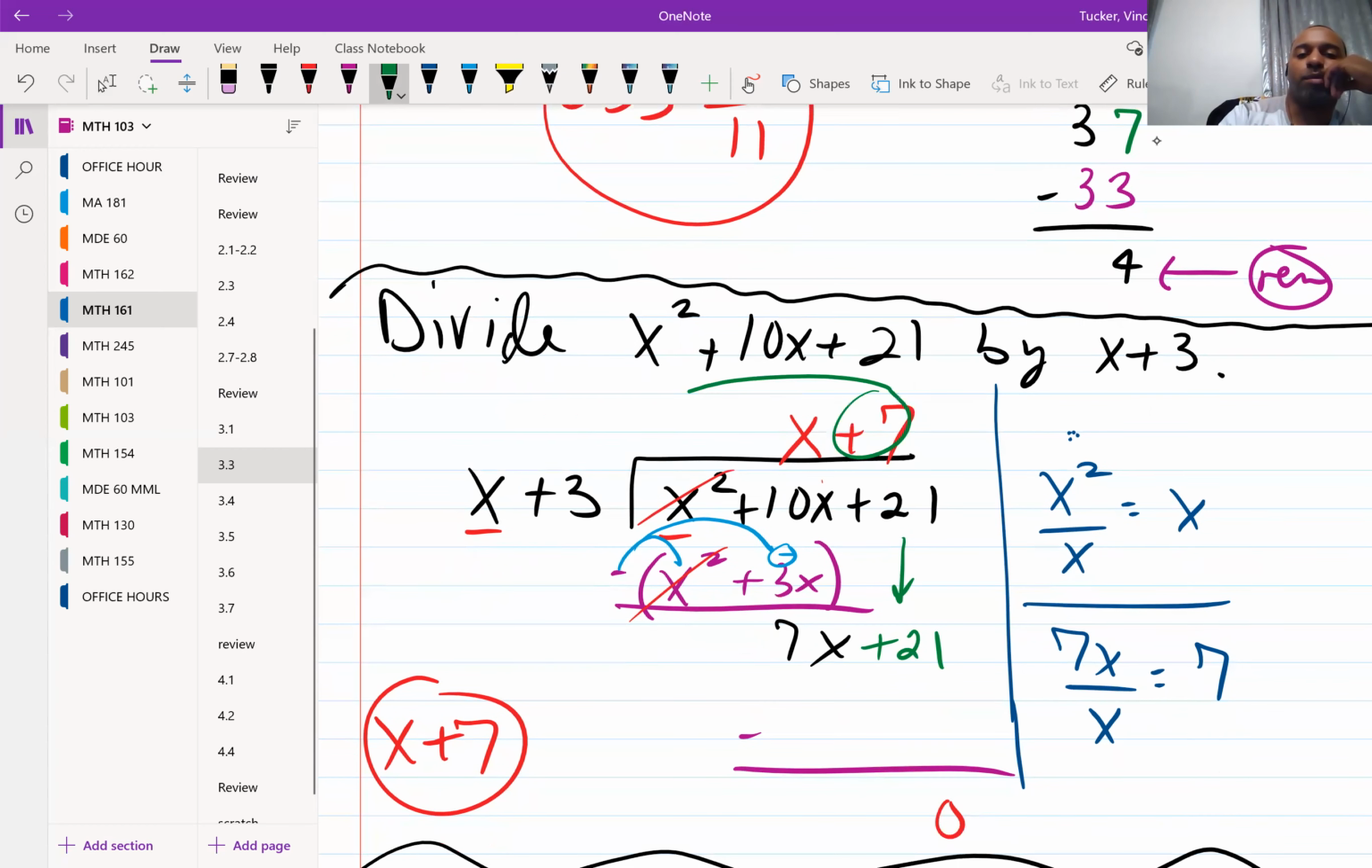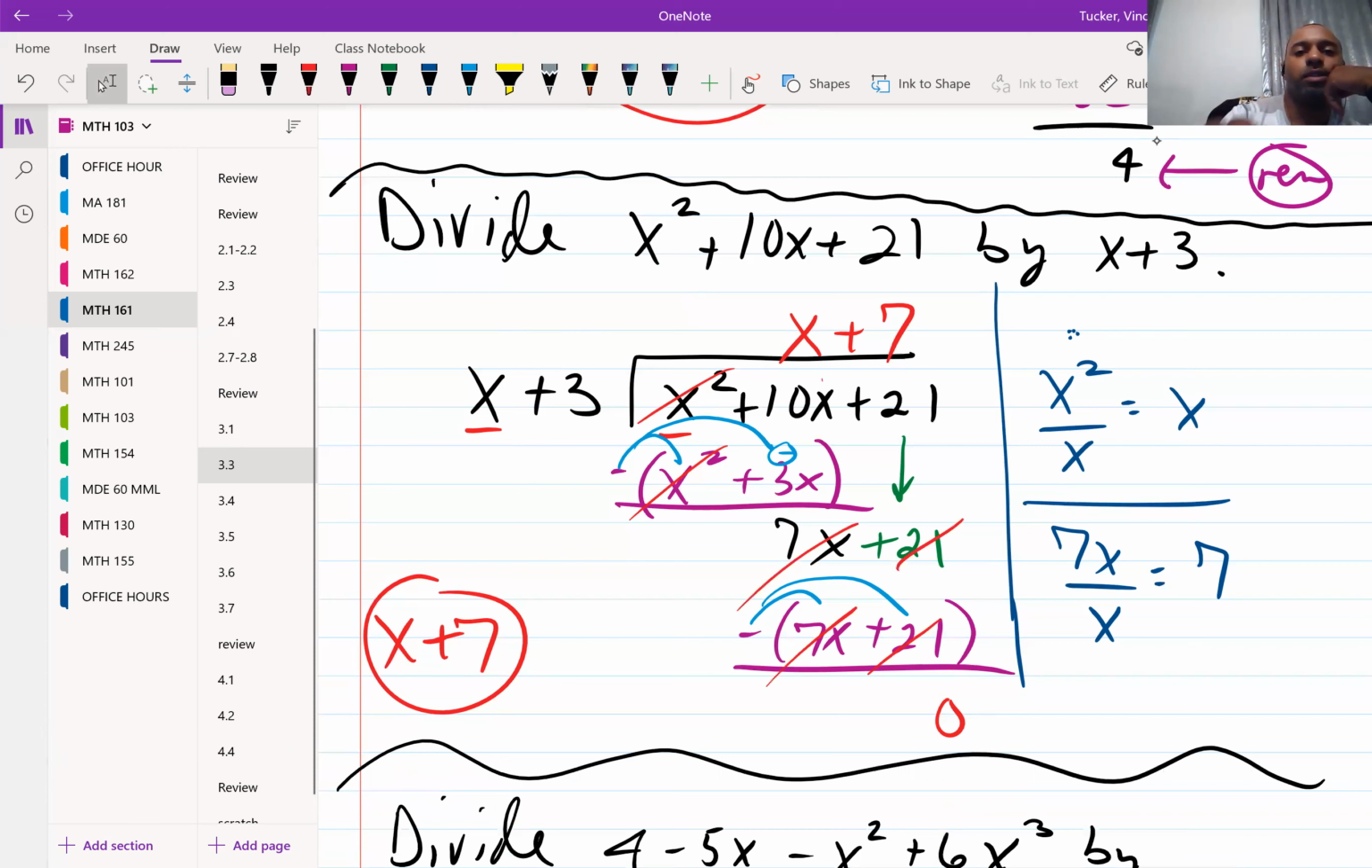Once again, you take that number, multiply it to each term out here. So that's 7x plus 21. Now you're going to subtract both terms. 7x minus 7x cancels. 21 minus 21 cancels. And that leaves you with a remainder of 0. And that's your answer. X plus 7.